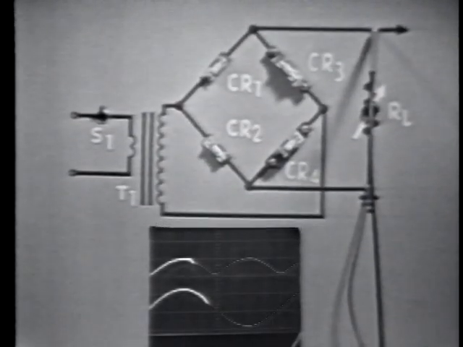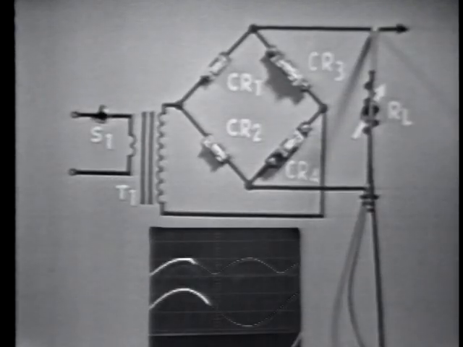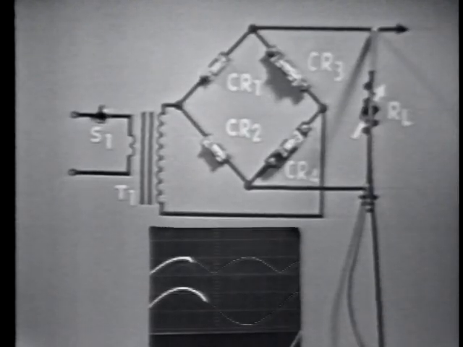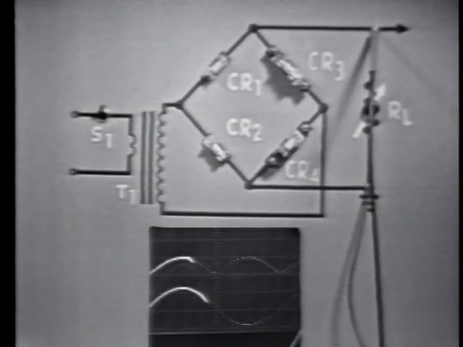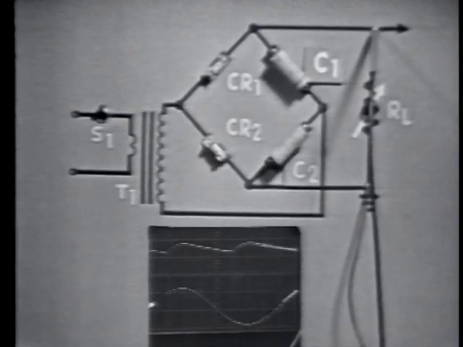The circuit develops an output peak voltage as seen on this oscilloscope, which we've connected across the output. The lower trace represents the input AC signal, and the upper trace represents the output DC voltage. Okay, now let's change this circuit slightly. We've removed CR3 and CR4 from the bridge circuit and substituted 2 capacitors. Notice that the peak output voltage of the circuit has increased to nearly twice that of the bridge.